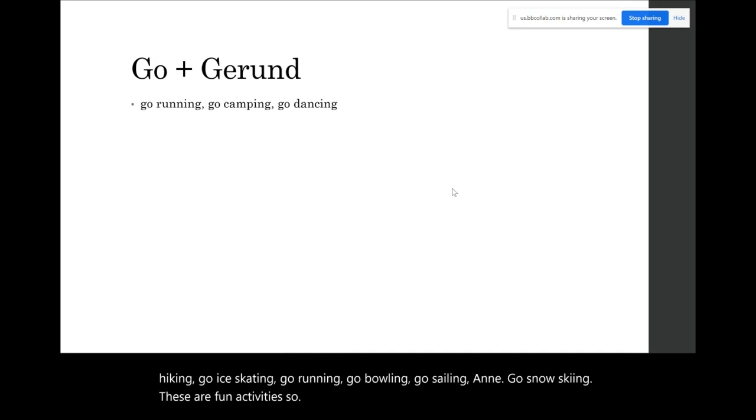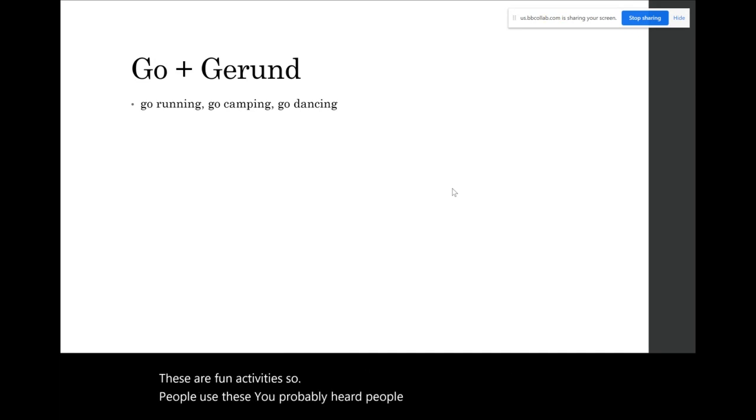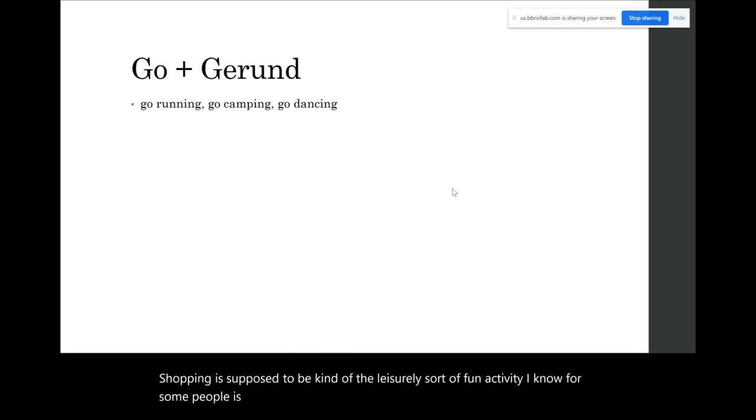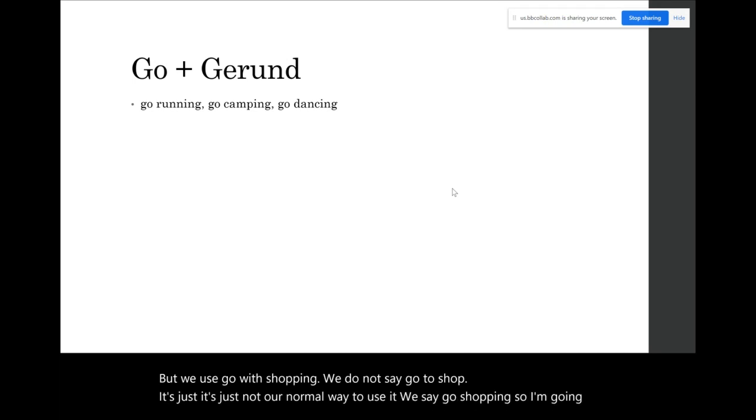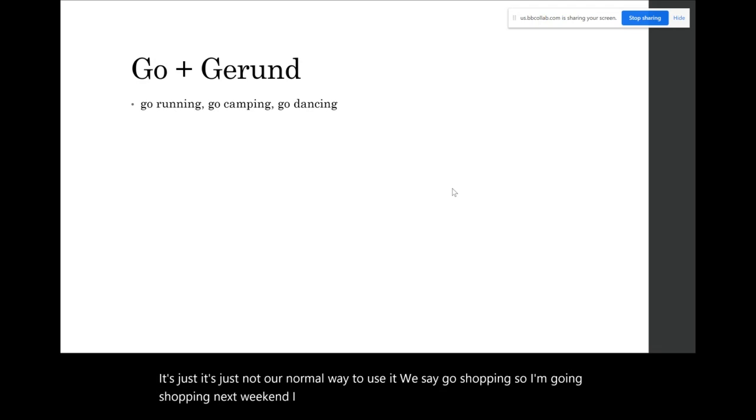People use these. You probably heard, yes, I went last weekend. Shopping is supposed to be kind of a leisurely activity. I know not. We use go with shopping. We don't say go to shop. It's just not our norm, is it? Shopping. So I'm going shopping next weekend. I went shopping yesterday.